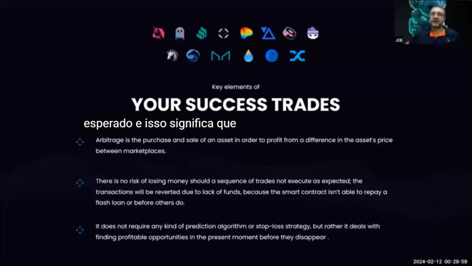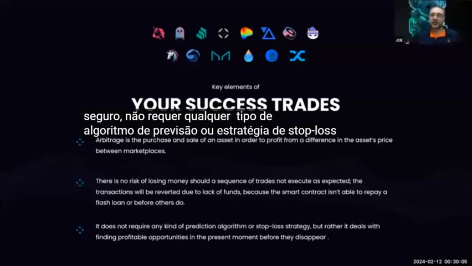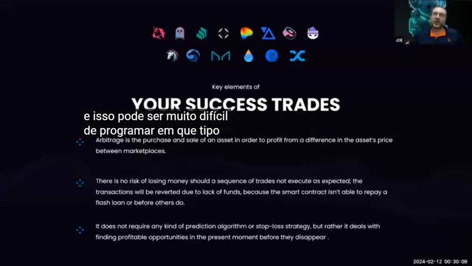And that means you are 100% safe. It does not require any kind of prediction algorithm or stop loss strategy. And that can be very difficult to program in. What sort of stop loss?